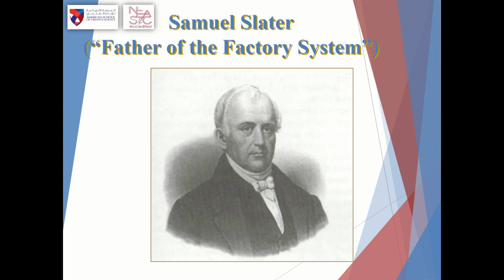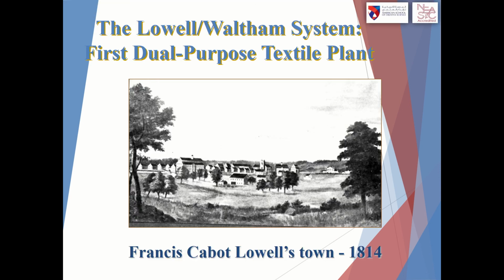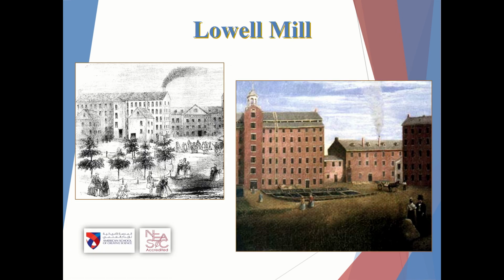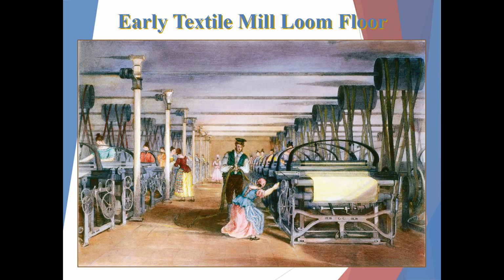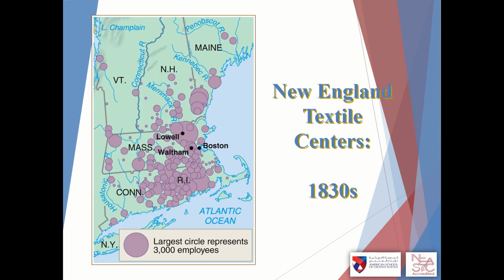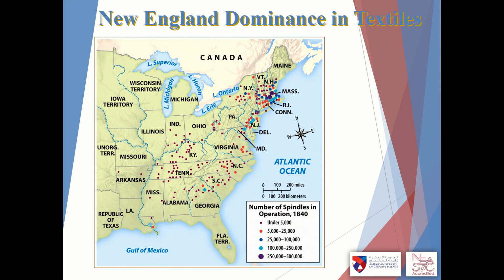Samuel Slater, father of the factory system. The Lowell Waltham system, first dual-purpose textile plant. This is Lowell in 1850. The Lowell Mill. Early textile mill loom floor. Early textile loom. New England textile centers in 1830s. And New England dominance in textiles.